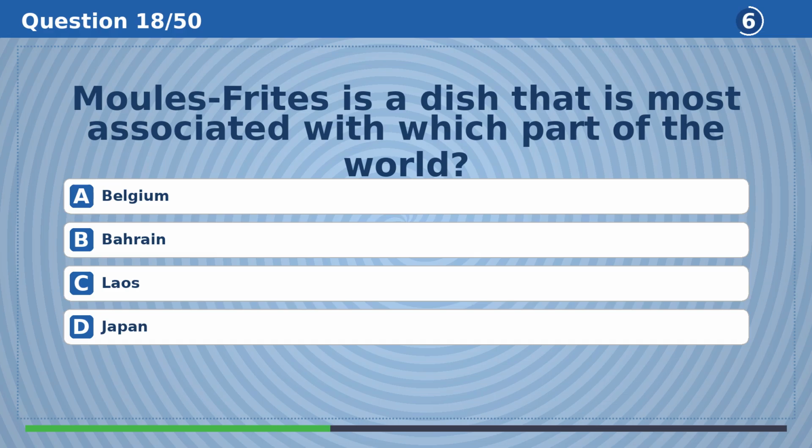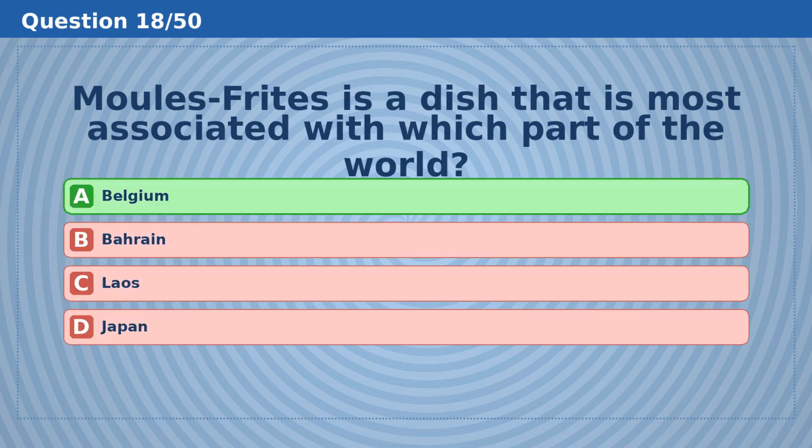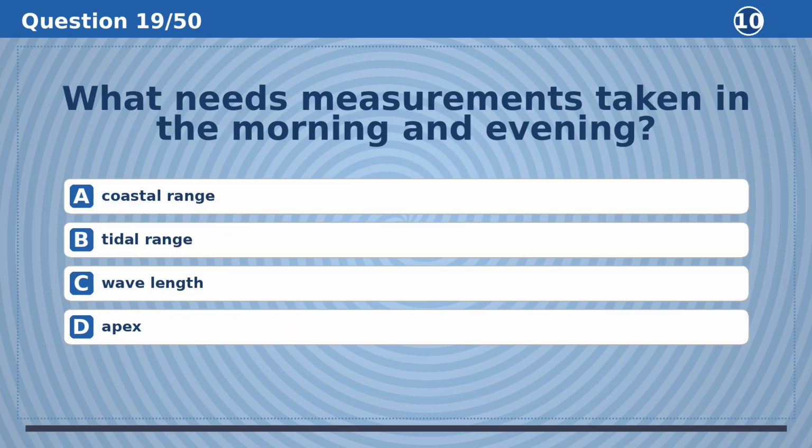Moules frites is a dish that is most associated with which part of the world? The answer is A, Belgium.